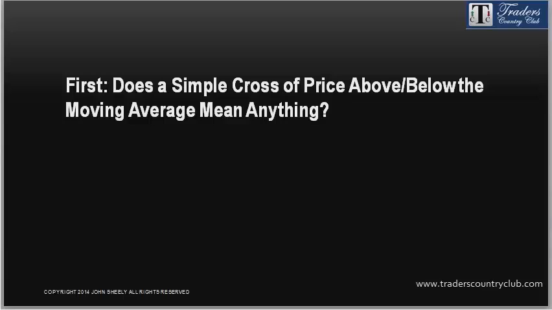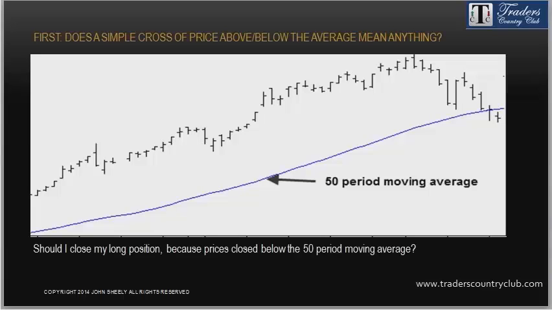I'm going to start with the signal that you hear about most of the time on television, the 50-period moving average. In this chart, I have placed a 50-period moving average, and you can see on the right that price just closed under the moving average. Here's the question. Should I sell any long position that I may have, or should I go short with a new position just because we've had this single close below the popular 50-day moving average?